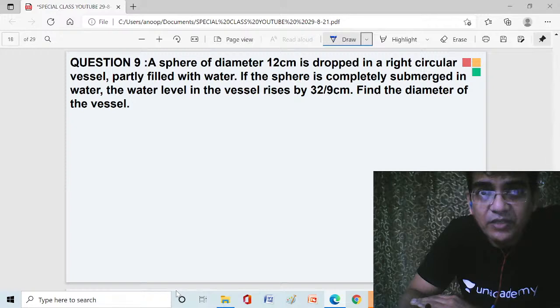So, see, starting of the question is like this. We have a sphere, and we have a cylindrical vessel which is partly filled with water. Suppose it is filled with water up to here, right? It is partly filled with water, and about the sphere, diameter is 12, so you can say that the radius is 6.